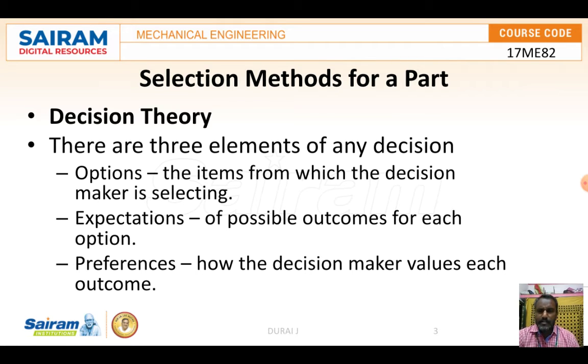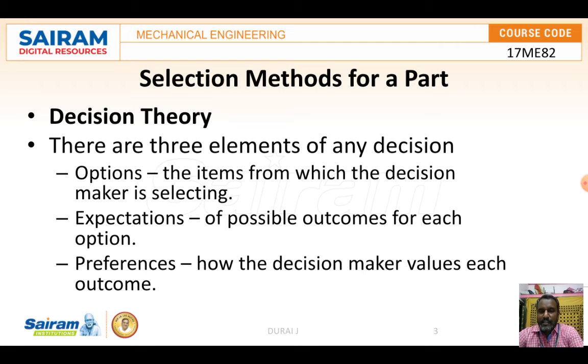Then comes the selection method for a part. So first we are going to discuss the decision theory. Decision theory has three elements. One is the option, the second one is the expectation, the third one is the preference. So the option is whichever item the decision maker has to select. Suppose there are so many methods to manufacture a particular part in the additive manufacturing process. Which one is going to be suitable for them, that is going to be selected.